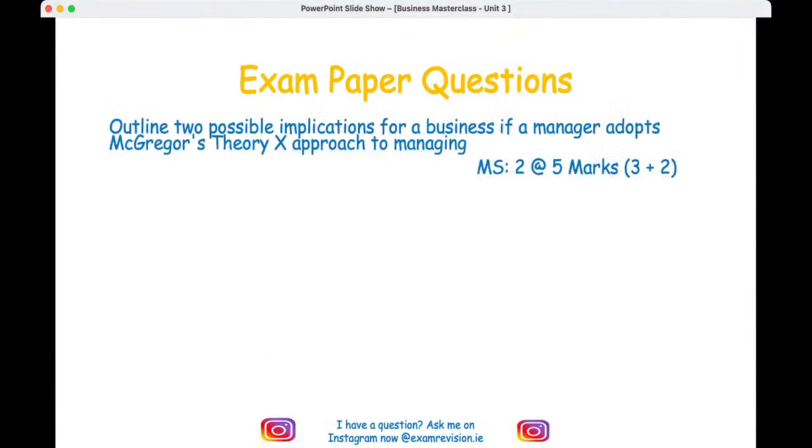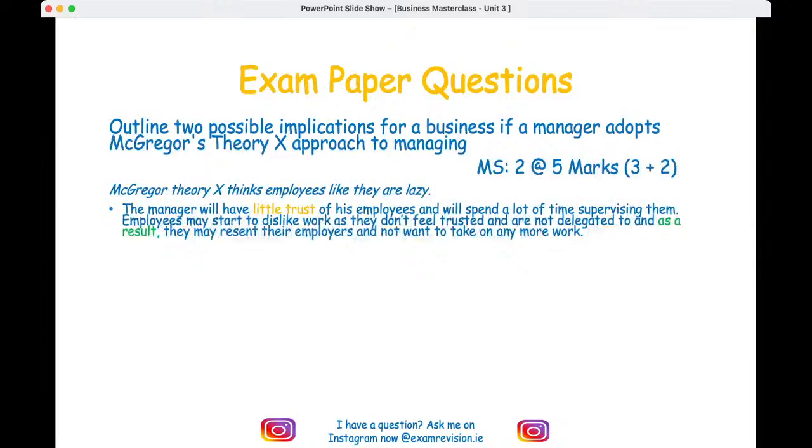Here's another question. Outline 2 possible implications for a business if a manager adopts McGregor's theory X approach to managing. So the marking scheme, 2 marks at 5, so it's 10 marks in total, and it's going to be 3 and 2. So if you state, you're getting 3. If you explain it, you're getting 2.